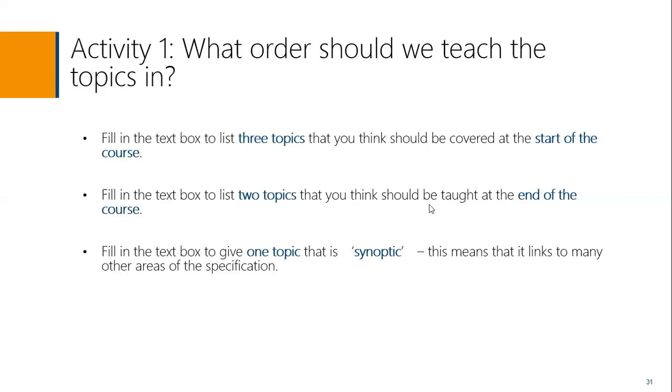But the key thing is that everything in the specification needs to be covered. Some topics, such as the physiology, need to go first because they are required. You build on those as you go through the course.